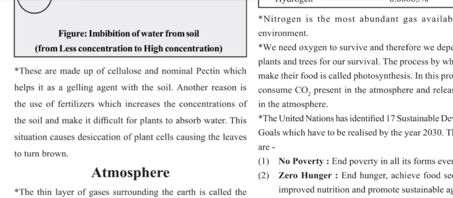These are made up of cellulose and pectin, which helps as a gelling agent with the soil. Another reason is the use of fertilizers, which increases the concentration of the soil and makes it difficult for plants to absorb water. This situation causes desiccation of plant cells, causing the leaves to turn brown.